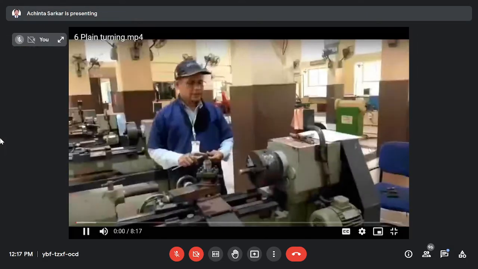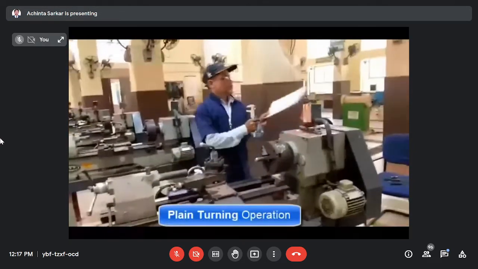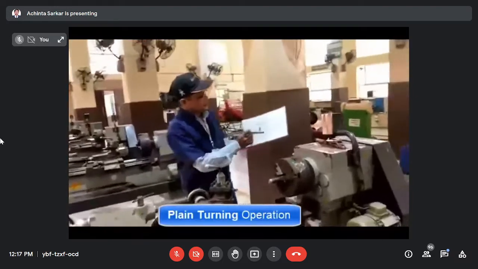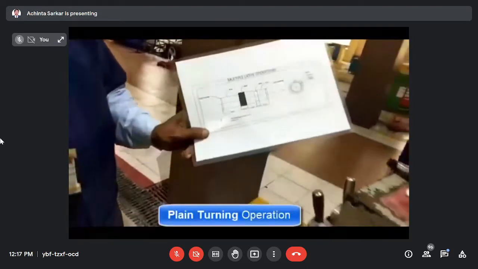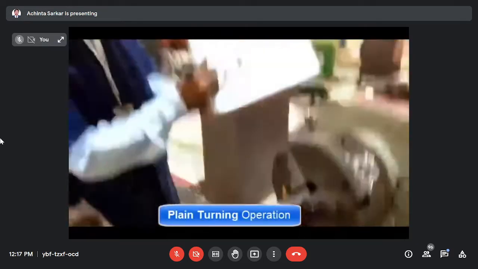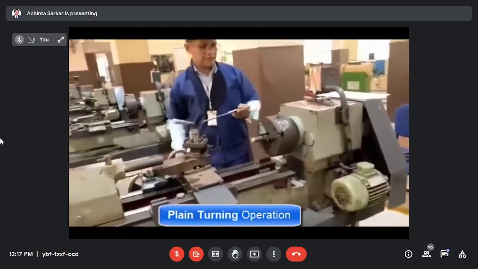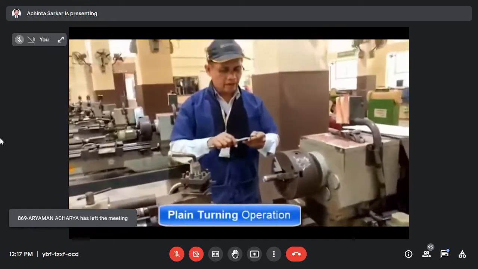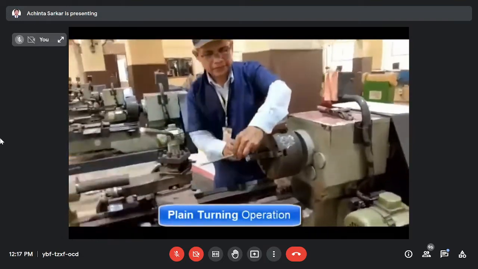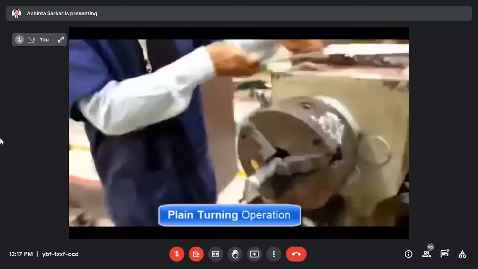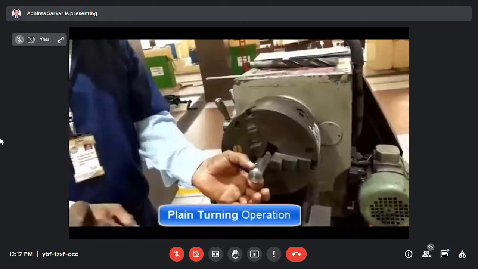Next we start the plain turning operation. Before starting the plain turning operation, you have to study the diagram. Here the length is 30 mm and the diameter is 19 mm, but currently the diameter is 25 mm and the length is 30 mm. That means you have to mark with a ruler and chalk where 30 mm is from the end of the workpiece. Up to 30 mm length, the diameter should be 19 mm according to the drawing sheet.